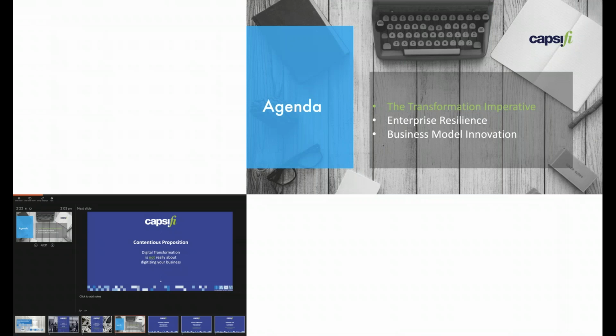The obligatory transformation bullet point. What would an enterprise architecture presentation be without talking about transformation? My goal is not to try and explain what it is, perhaps even the opposite, but mostly to talk about what is actually driving all of this talk about transformation. And as I unpack that, get into the topic of resilience.